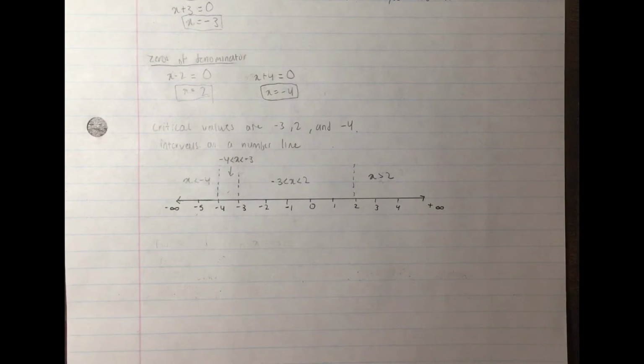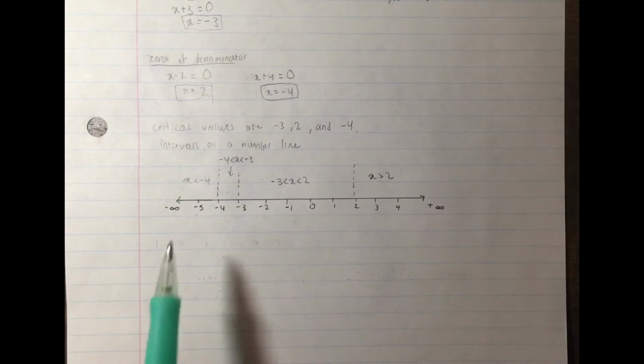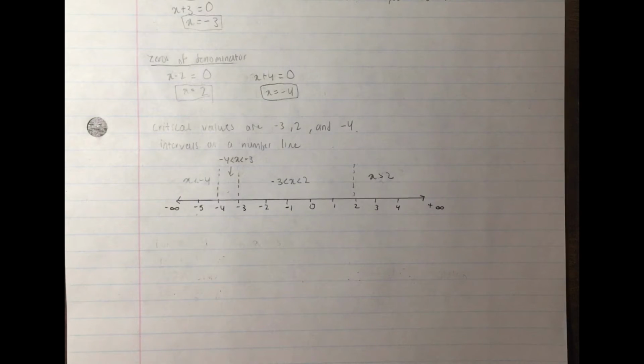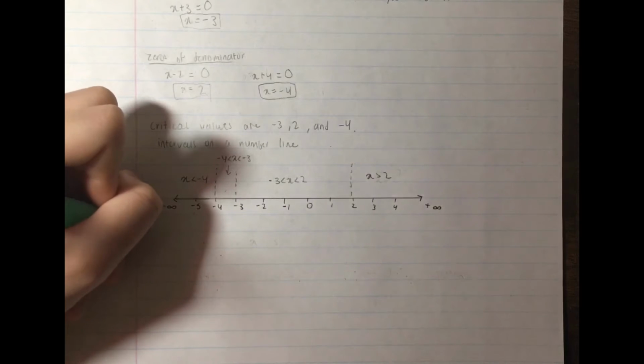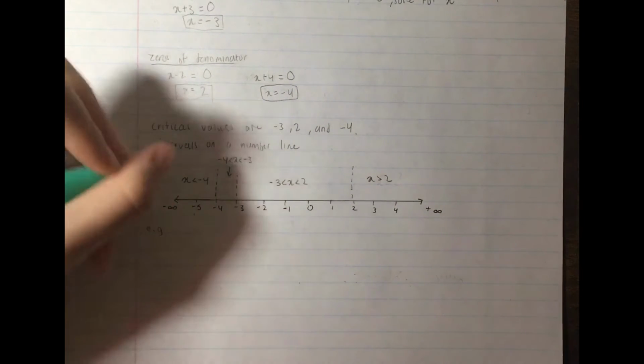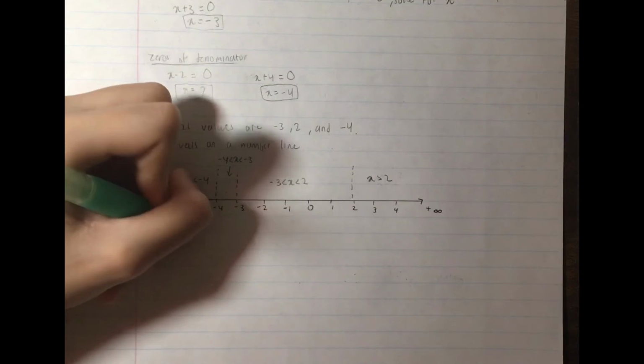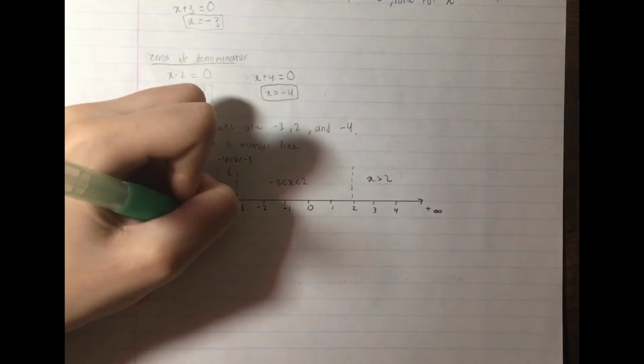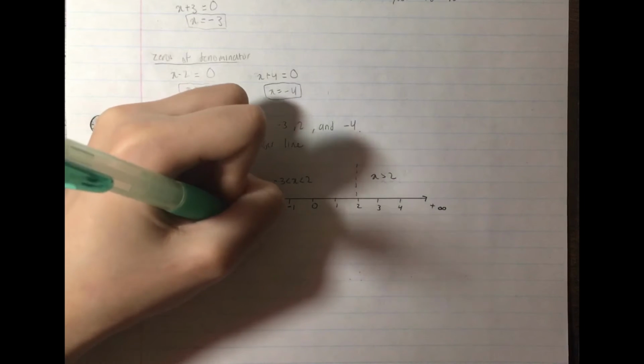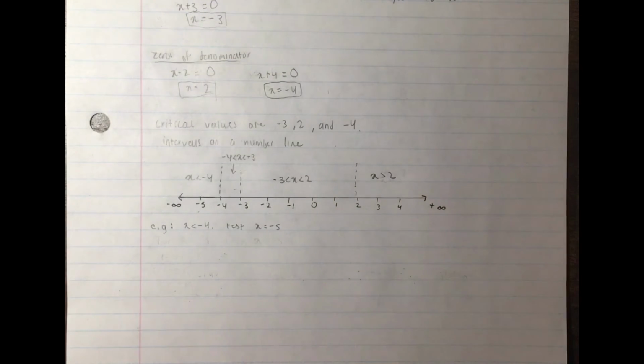Now I'm just going to select arbitrary test values of x, one for each of the 4 intervals, and evaluate it back into the original rational expression. And we're going to see if the number it equals is greater than 0 or less than 0 to determine if it's a solution for this inequality or not. So I will use a table to do this, but first we're going to do an example. So for the first interval, x is less than -4, we're going to test x equals -5, which is a number in that interval.